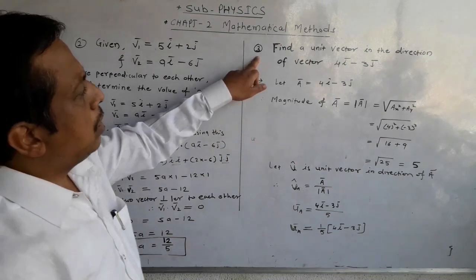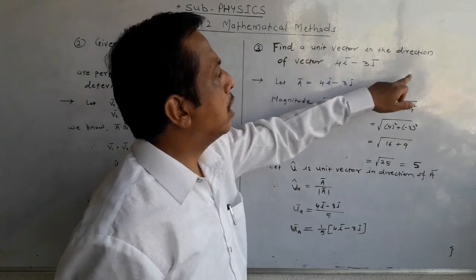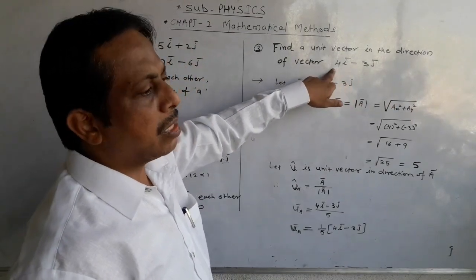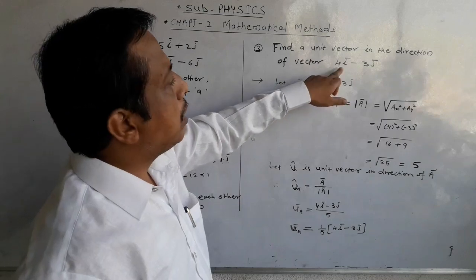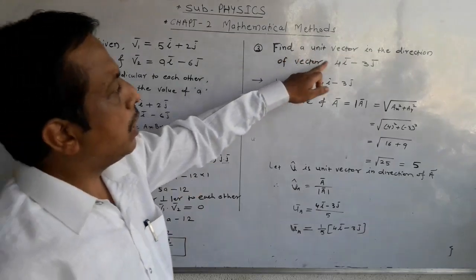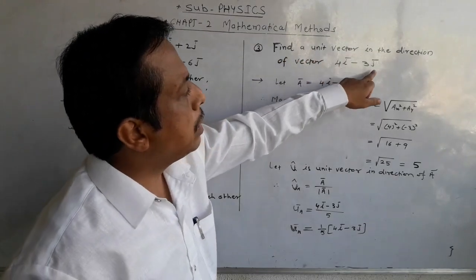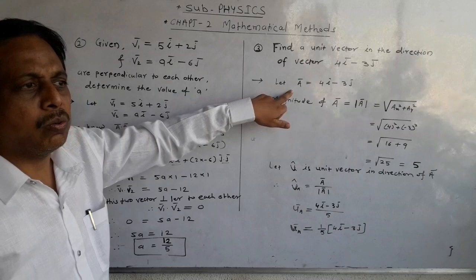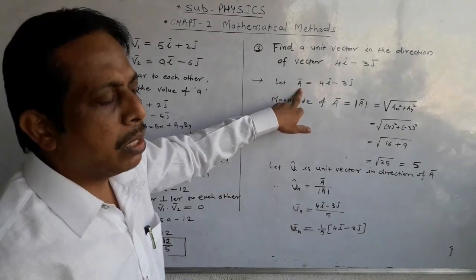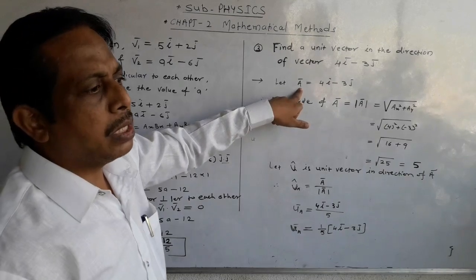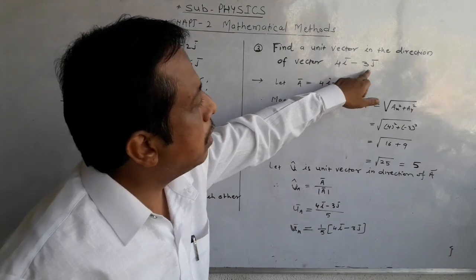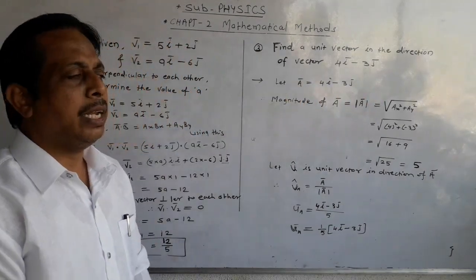The next problem is to find the unit vector in the direction of a given vector, and the given vector is just like 4i minus 3j. Suppose we have to find the unit vector in the direction of the vector 4i minus 3j. Therefore, we write: let a bar be equal to 4i minus 3j. This is supposed to be the vector a bar.